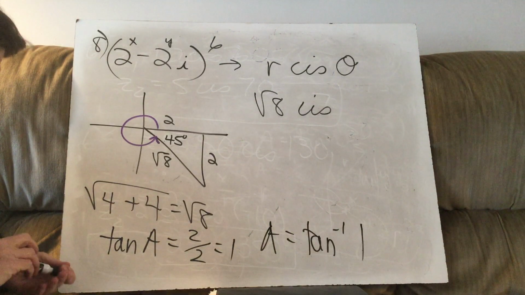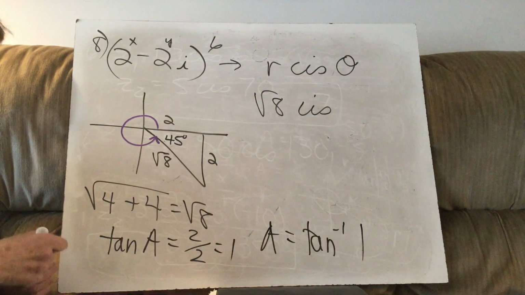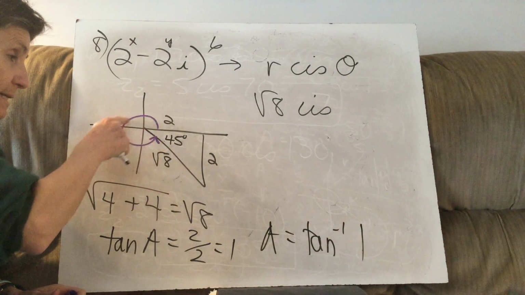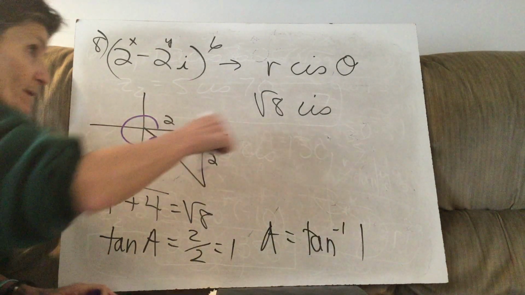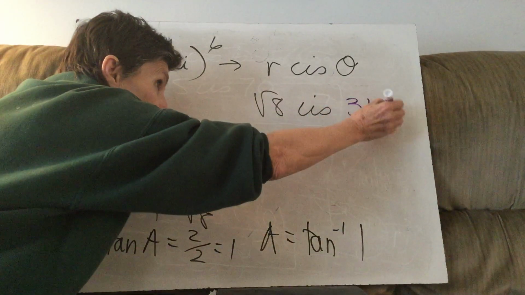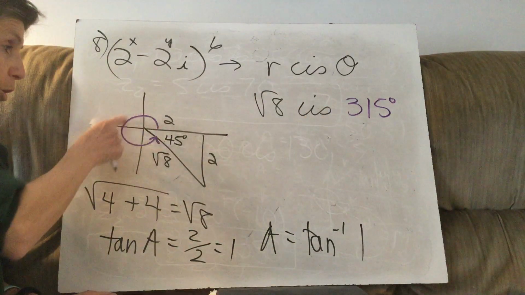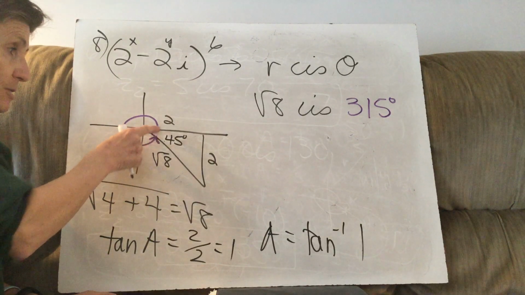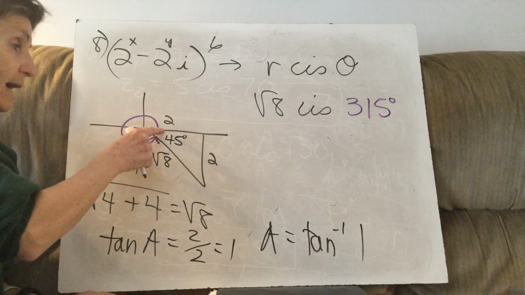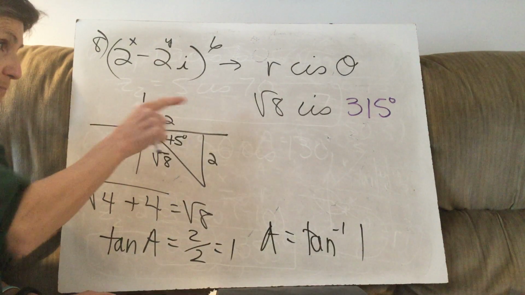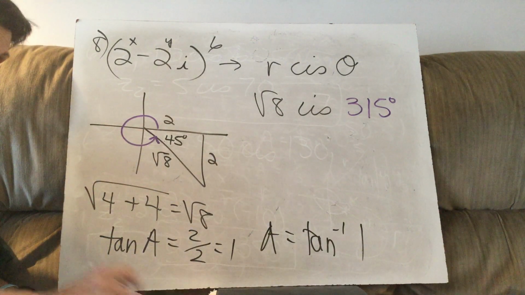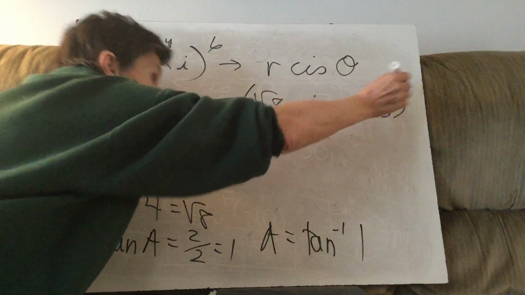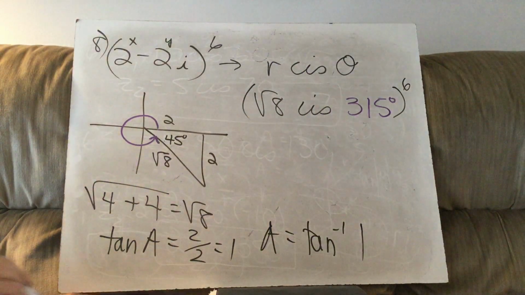Theta, however, the purple angle, is not 45 degrees. The purple angle, look at it now, is going to be 315 degrees, because all the way around is 360, but we only got to here. So 315 and 45 would be the whole 360. This is not the answer.